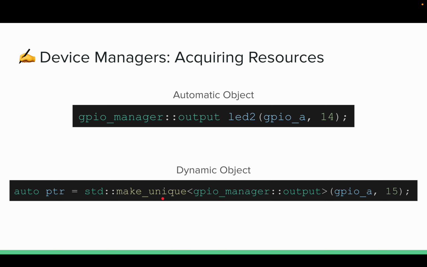Let's see. Yeah, so this is showing the 2 options. The automatic variable just on the stack, or if you were using standard make unique in order to make a unique pointer from this thing, then you could put in GPIO manager output pin or output, and then your object here in this stuff here. So typical construction, typical way of using unique pointer.